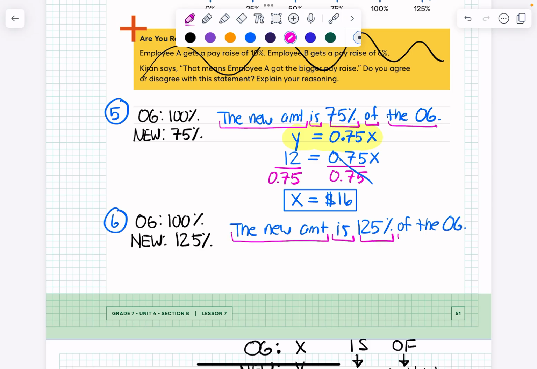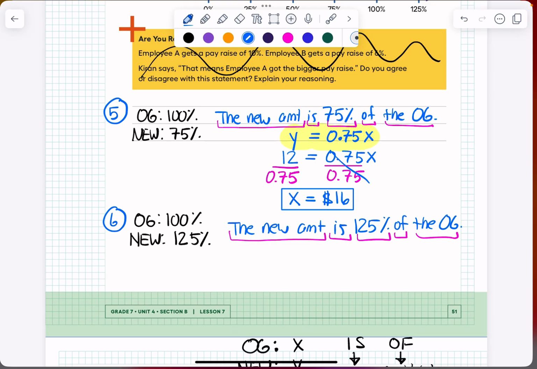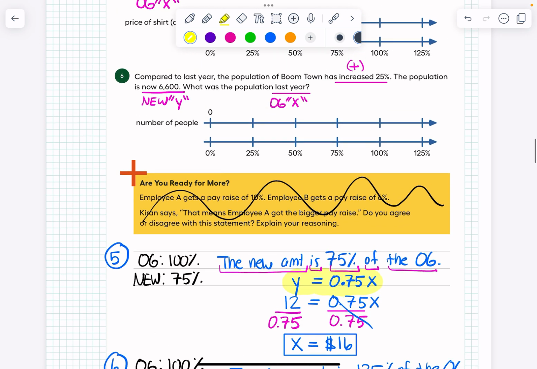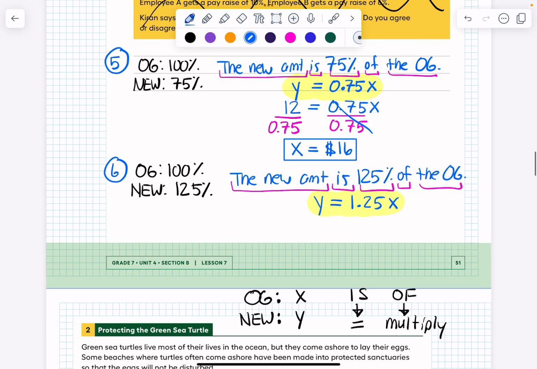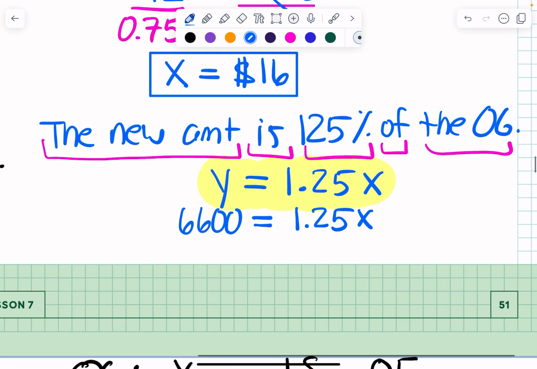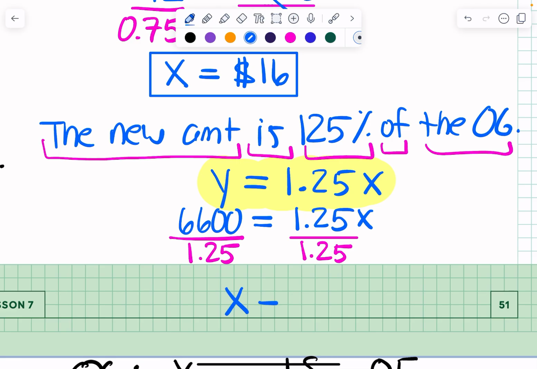All right, translate this into an equation and you would get Y equals 1.25x. Okay. Now it's time to plug and chug that 6,600, and we already underlined it and understood that it's our Y value. So we're gonna input this right here, 6,600 is equal to 1.25x. And to get x all by itself, we're going to divide by 1.25 to both sides. This ends up canceling. I'm going to move x to my left side because I can.